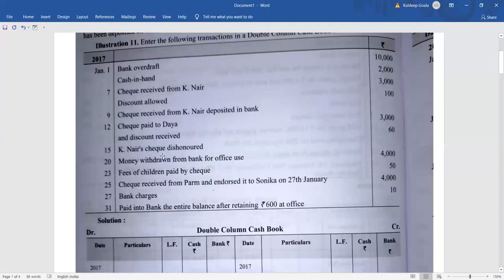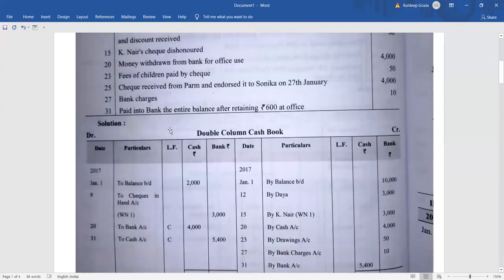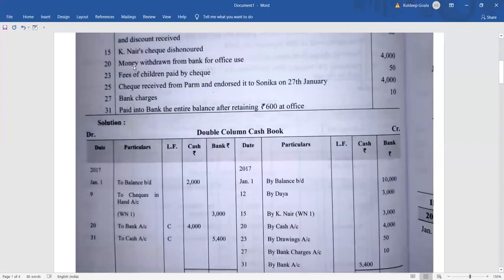So that will obviously decrease our bank balance. So what will you do? You will write on the credit side. How will you write? By KNIR 3000 rupees. Okay, because we are going to decrease the amount from KNIR. You can just see here, by KNIR 15, we can see our money is decreasing in the bank, so it will be 3000 rupees. The journal entry will follow like this.